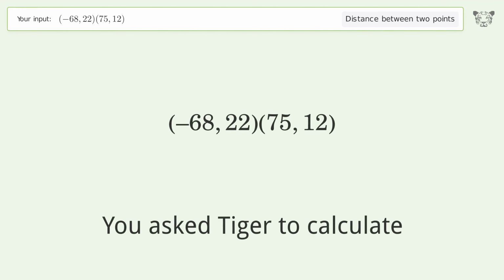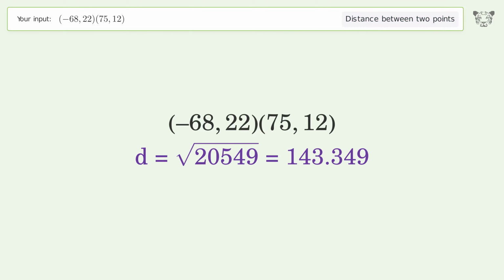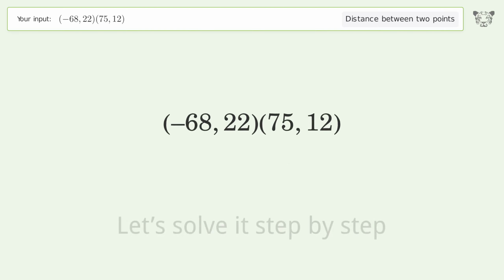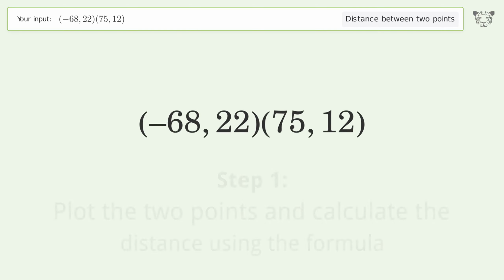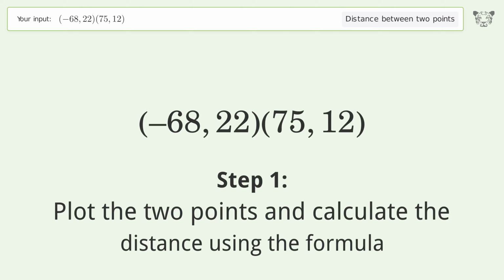You ask Tiger to calculate. This deals with the distance between 2 points. The distance between the 2 points is the square root of 20,549 or 143.349. Let's solve it step by step. Plot the 2 points and calculate the distance using the formula.